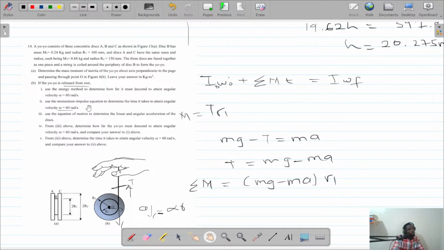Use the momentum method to determine the time it takes to attain the angular velocity. Let's take the moment of inertia about this point. So mg times t.